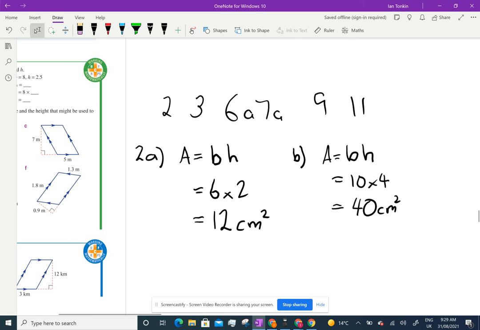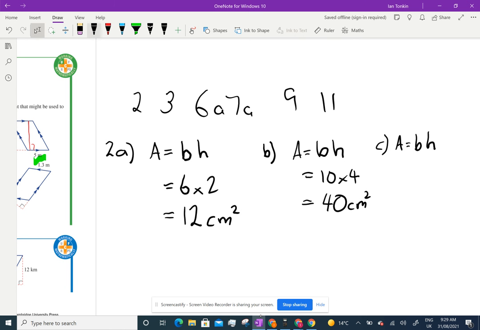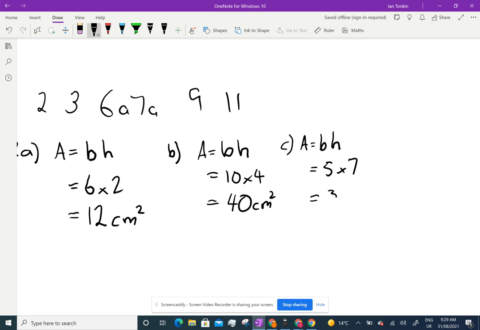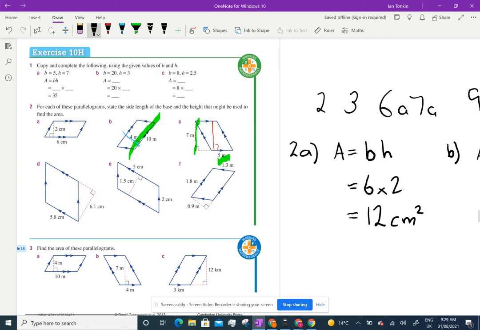I'm going to do C. Again, area equals base times height. But this time, the base is here, that's easy, 5. But they've done the height outside of the parallelogram. It doesn't matter. They could have drawn it in there, but they didn't. It's still the same distance. So my base is 5 and my height is 7. 5 times 7 is 35 metre squared. All right, so you can do the next couple.